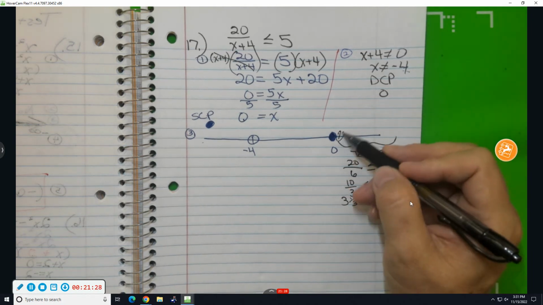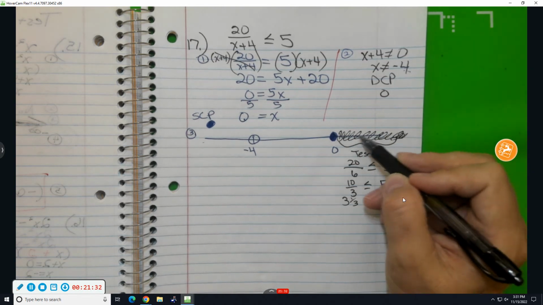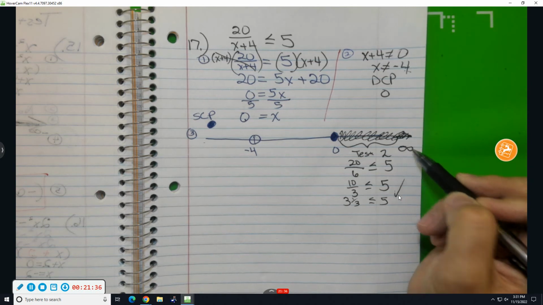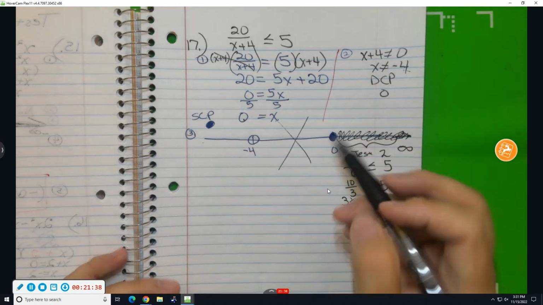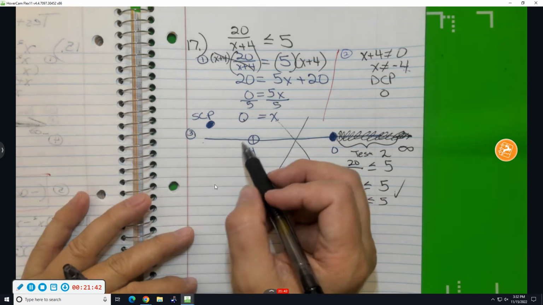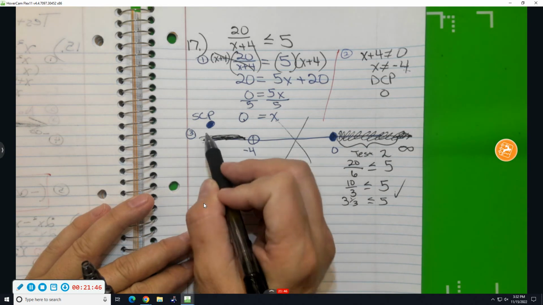So we shade. That means in between -4 and 0 can't possibly be it, so we cross that out and shade negative infinity to -4. If we had tested -1, it'd be false. If we tested -5 or -10 over here, it'd be true.